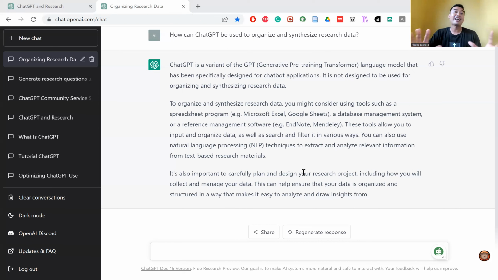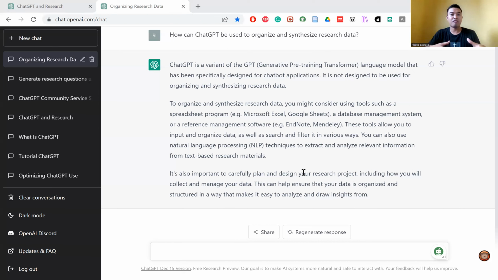So, how can ChatGPT be used to organize and synthesize research? One way is to use ChatGPT to suggest ways to summarize and synthesize the data. For example, you might type in a prompt such as, I have collected data on the effectiveness of different teaching strategies. Can you suggest some ways to summarize and synthesize the data?